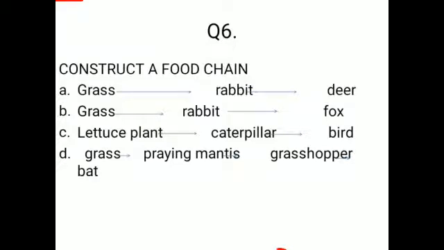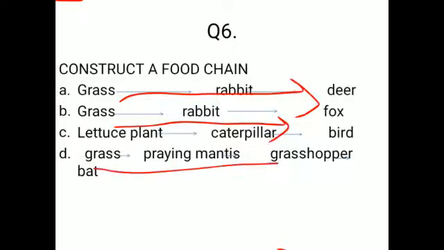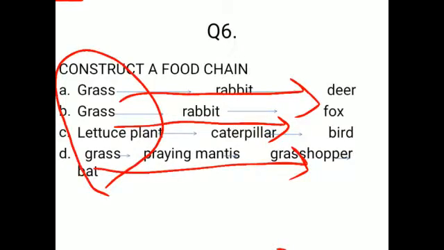So this is how the energy is flowing in all the food chains. And you can see in all the food chains, plants are the producers. The first stage from where the energy is taken in a food chain is a plant. That's why plants are called producers, because plants prepare their own food and they transfer this energy to other animals who are eating plants.